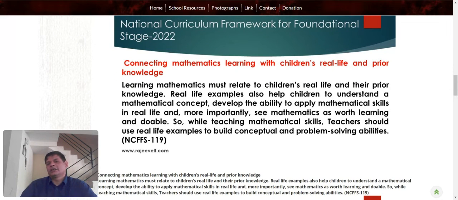Connecting mathematics learning with children's real life and prior knowledge. We all know that learning mathematics must relate to children's real life and their prior knowledge. Real life examples also help children to understand a mathematical concept, developing the ability to apply mathematical skills in real life and, more importantly, see mathematics as worth learning and doable. So, while teaching mathematical skills, teachers should use real life examples to build conceptual and problem solving abilities.